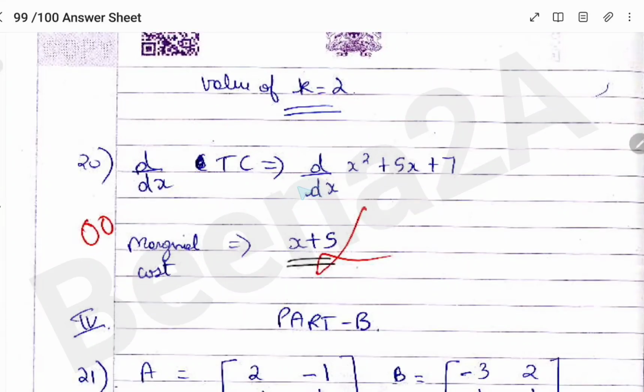Then this is application of derivatives. You have to find marginal cost, right? Derivative of total cost gives the marginal cost. Here actually the derivative of x square is 2x, but the person has written only x. That's why the answer went wrong. So the answer should have been 2x plus 5.